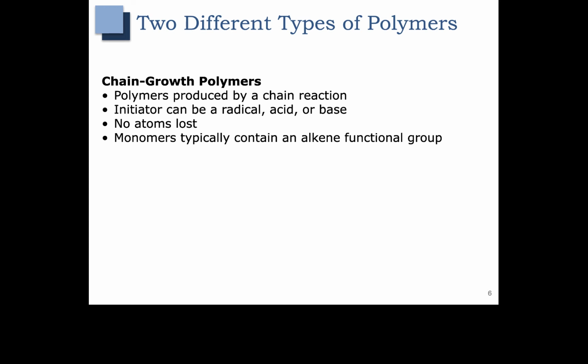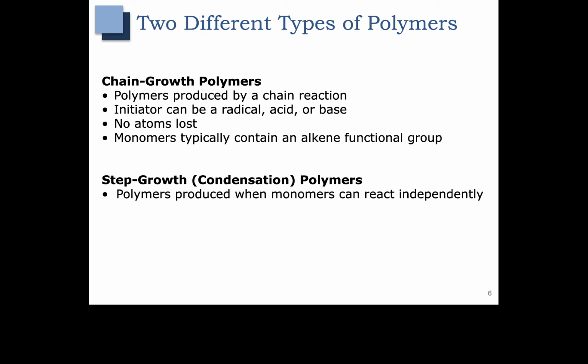The other main class of polymers is step growth or condensation polymers. Step growth polymers differ a little bit from chain growth polymers. The first key difference is that in step growth polymers, the monomers can react independently. So you don't have to have a chain reaction in this process. And I'll show you what I mean in just a little bit. We also don't require an initiator. A lot of times these can just react together by themselves.